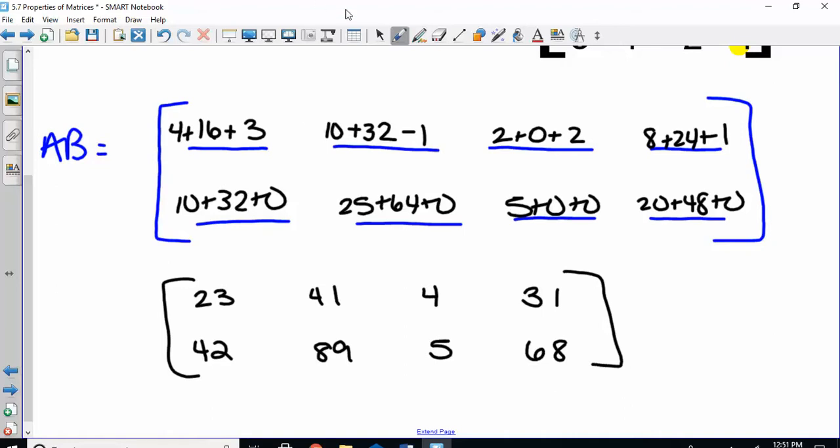Row 1, column 4 will be 33. Yeah. Did I subtract one? I think I did. Thank you.